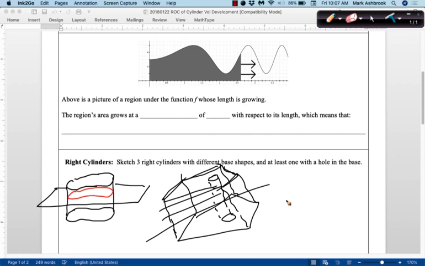Okay, so you draw three, any three that you want. Make them simple. Don't try to make them complicated like mine's. Make your base shape simple and do one of them with some kind of hole in it.